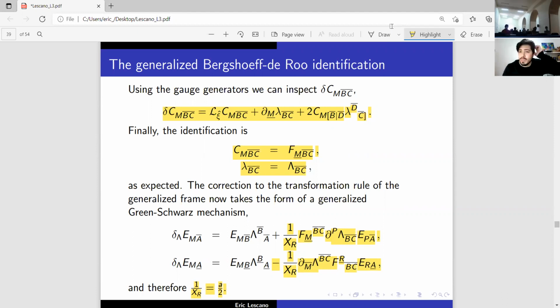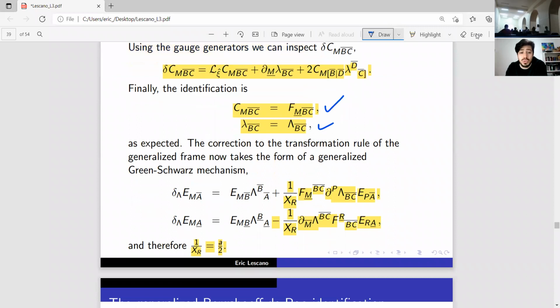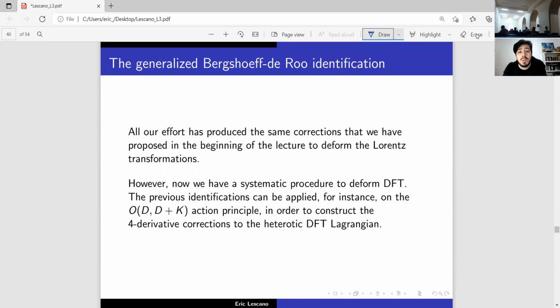This was our heuristic proposal, but this heuristic proposal is very much in agreement with the ODD plus K to ODD decomposition. But this is very, very good because we obtain the transformations, and we can perform these identifications in order to construct the action principle, in order to construct the four derivative terms in the heterotic double field theory formulation. And then we can prove that that action is related to the version of the Roux approach. So all our effort has produced the same correction that we have proposed at the beginning of the lecture to deform the Lorentz transformation.